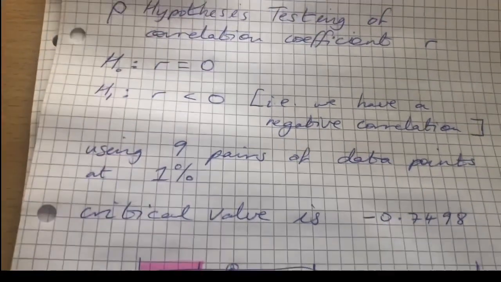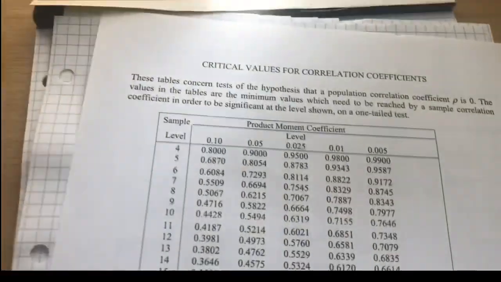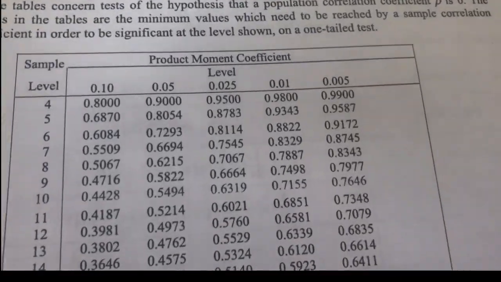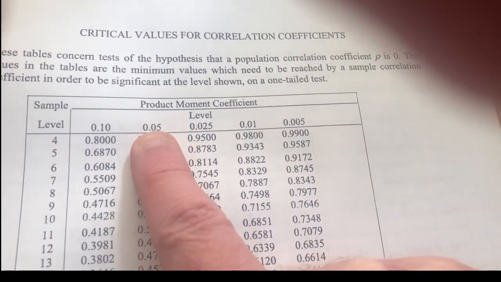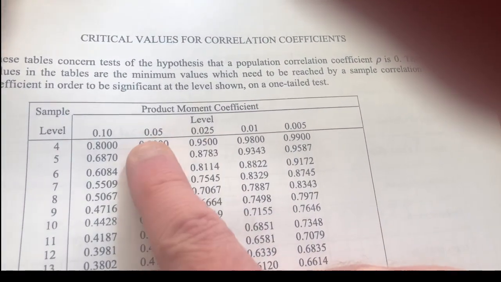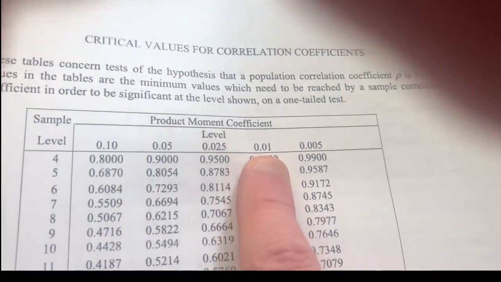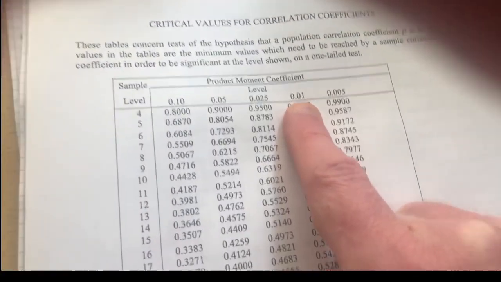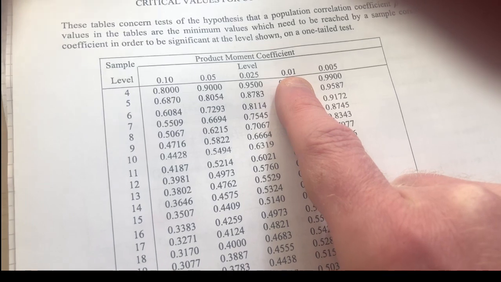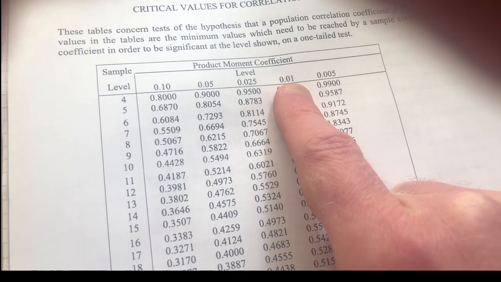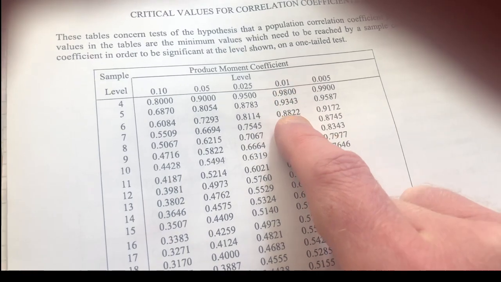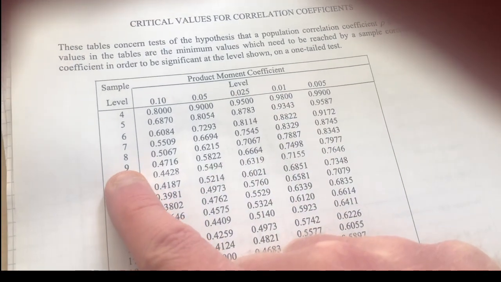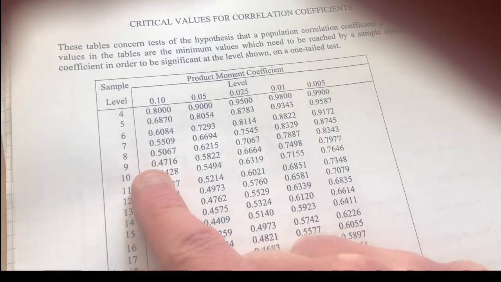But I can go to tables. Again, these tables are not difficult to use. You don't really have that many options here. At 5% level of significance, sorry, I'm not even going for 5%. I'm going to be more fussy and go for 1%. So I'm going to take more convincing that there is a correlation if I do that. And I've got 9 pairs of values.